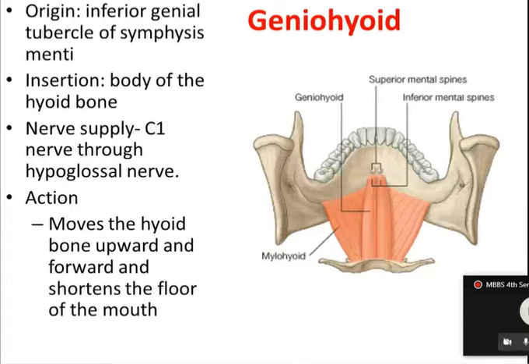Talking about the geniohyoid, it originates from the inferior genial tubercle of the symphysis menti. This is the symphysis menti, the inner aspect, where we can see the genial tubercles. The superior and the inferior genial tubercles are there. The geniohyoid originates from the inferior genial tubercle and is inserted into the body of the hyoid bone. The geniohyoid muscles are supplied by the C1 nerve through the hypoglossal nerve, and in action, it helps to move the hyoid bone upward and forward and shortens the floor of the mouth. So that is the geniohyoid muscle.